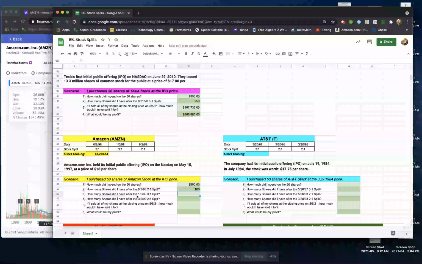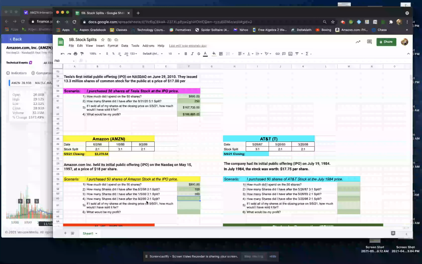I sit on those 100 shares, and on January 5th, 1999, they do a 3-for-1 split. So that means I get 3 shares for every one that I had. Well, I have 100 right now, so I'm going to do equals, click on that 100, and I'm going to multiply it by 3. Now I have 300 shares. I'm happy. And I continue to hold on to my Amazon stock.